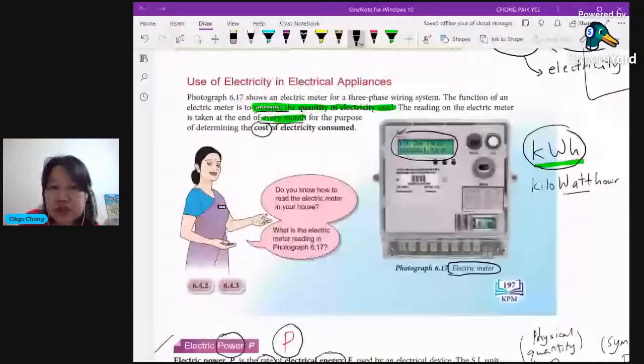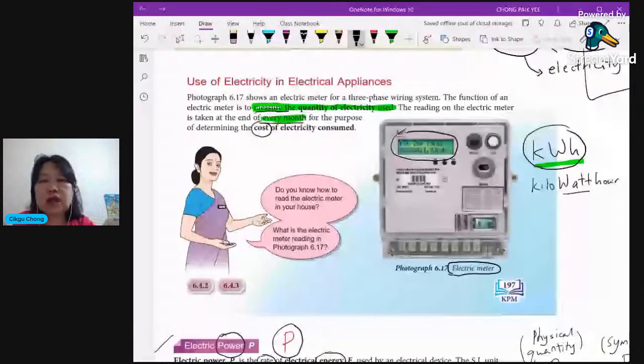So they come every month. I think last time it was once in 2 months, and in between, they will send you a bill as an estimation. But I think now it's every month already. So the meter measures the amount of electricity used. This is the purpose, this is the function. And from there, you can calculate the cost.